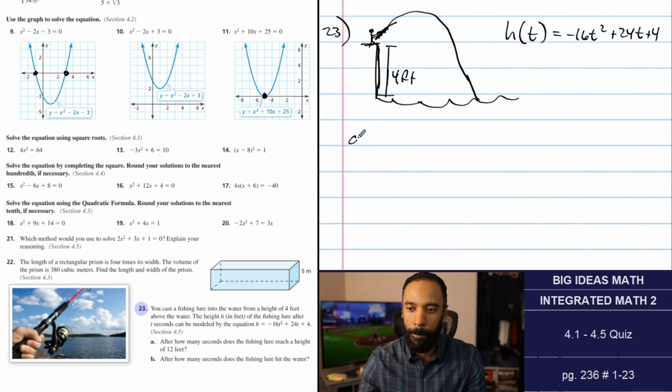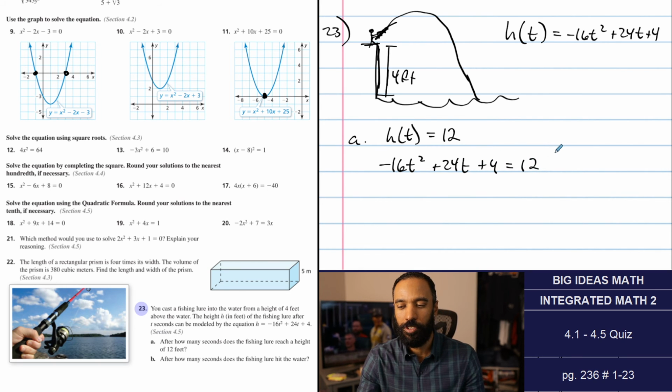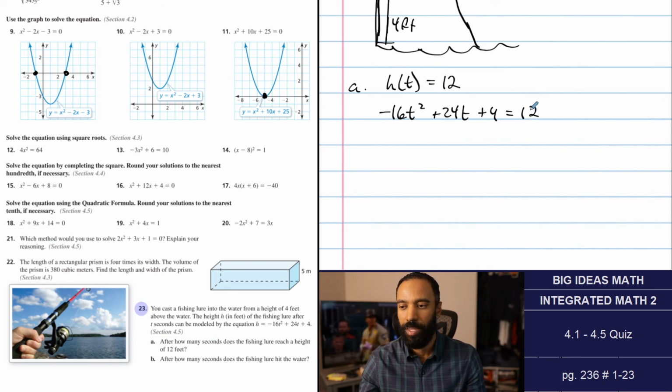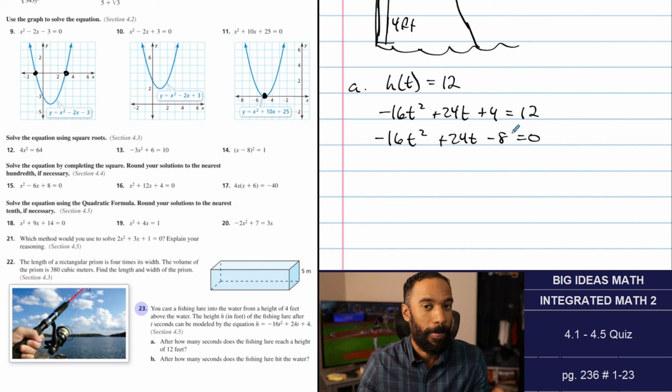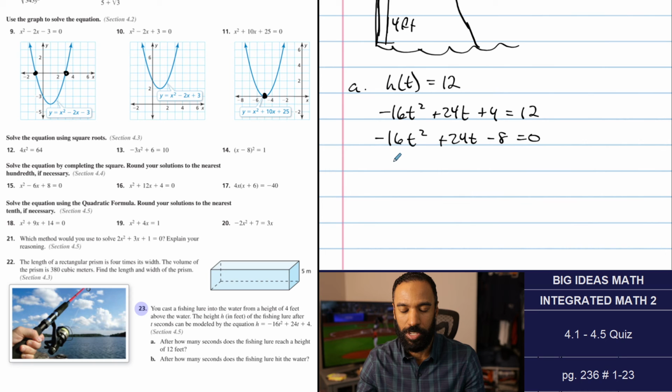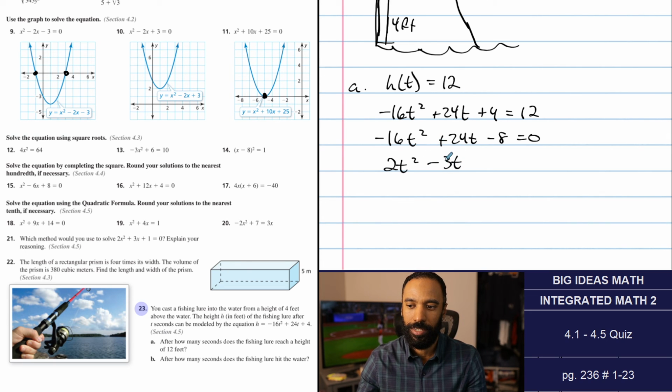So for part A, let h of t equal 12, and therefore have an equation that says negative 16t squared plus 24t plus 4 equals 12. We're solving for t. It is a quadratic. I don't know which method's best yet. Probably not completing the square. So I'm going to subtract 12 to begin with. That's minus 8. I can divide everything by negative 8, because I want the a term positive. Absolutely. I get 2t squared minus 3t plus 1 equals 0.